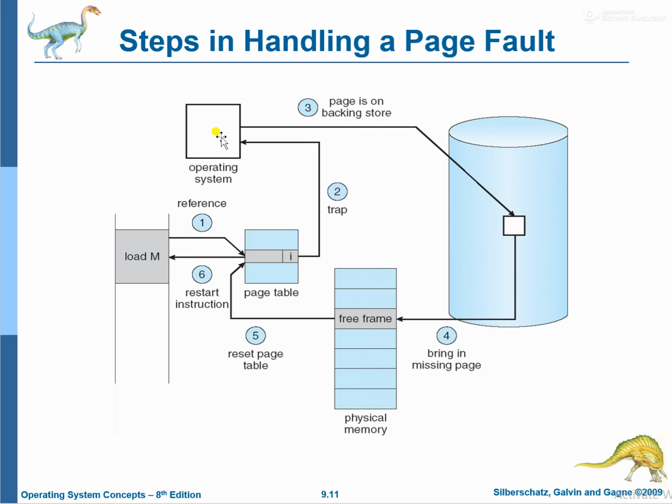Like if this bit is invalid, then further it has two options. If it is an invalid memory reference, the operating system will just terminate the process. But if it is a valid memory reference but the page is not present in the main memory, then it will look for that page in the backing store, bring that page into the main memory, then load the address of this frame into the page table and then restart this instruction.